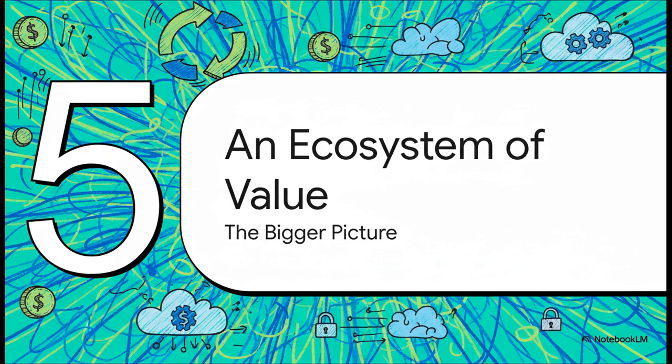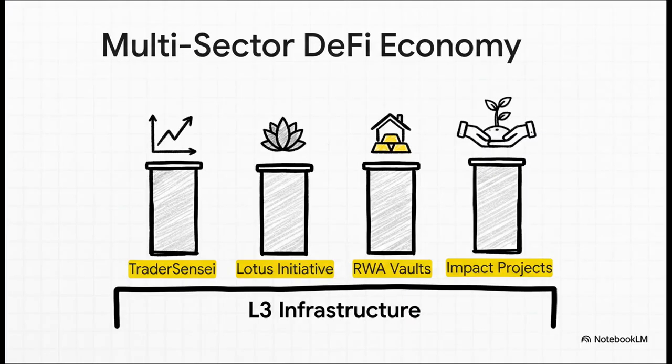So, let's pull back and look at the bigger picture here. This isn't just about one app. It's about building an entire ecosystem of value. Yeah, this L3 infrastructure is the foundation for a whole multi-sector DeFi economy. Of course, you have the core TraderSensei vaults, but it also supports the Lotus initiative for halal-compliant finance, vaults for real-world assets, or RWAs, and even community impact projects. The key thing is all of these different sectors feed back into that same revenue flywheel, driving value for GNIM holders.